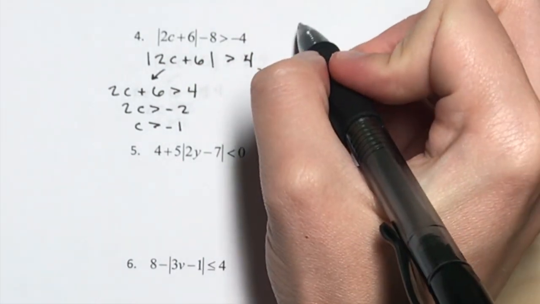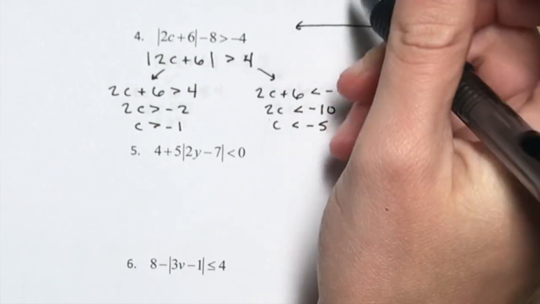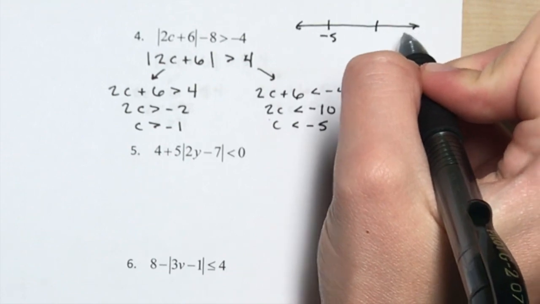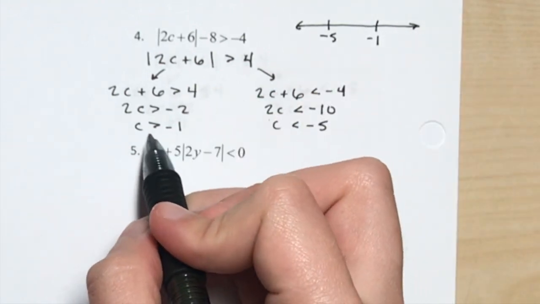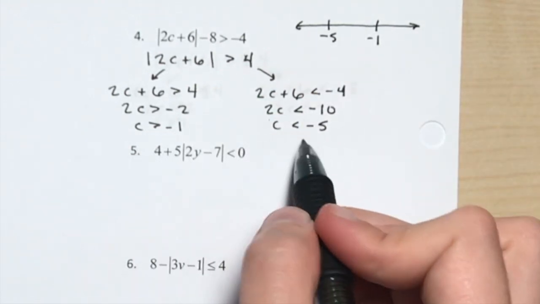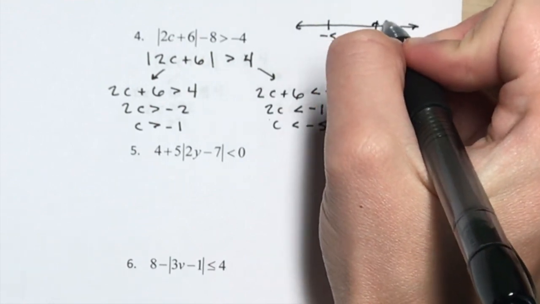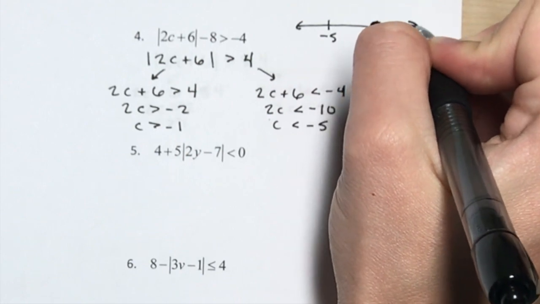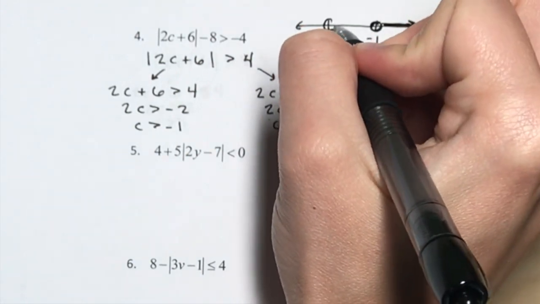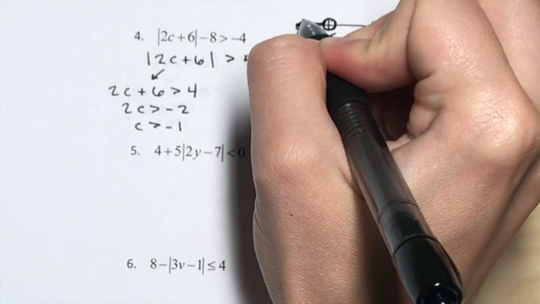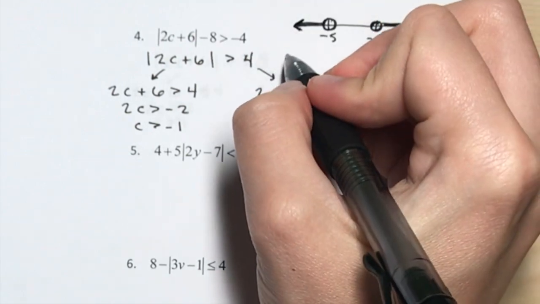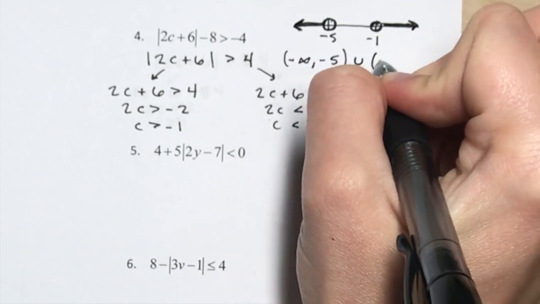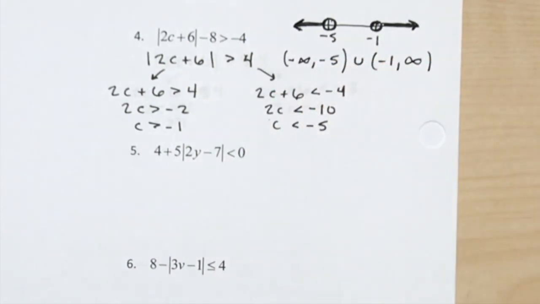I'm going to draw the number line up here so we have space. We've got negative 5, negative 1. We want to be greater than negative 1 and less than negative 5. So greater than negative 1, we have an open point and we shade above. And less than negative 5, we have an open point and we shade below. So we have a two-part interval notation: negative infinity to negative 5, union negative 1 to infinity.